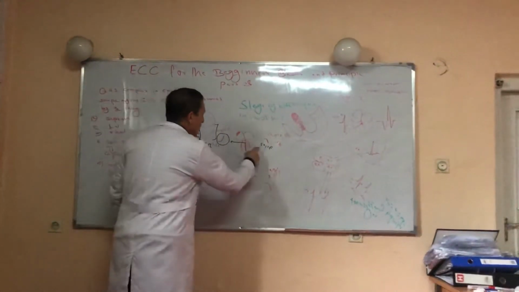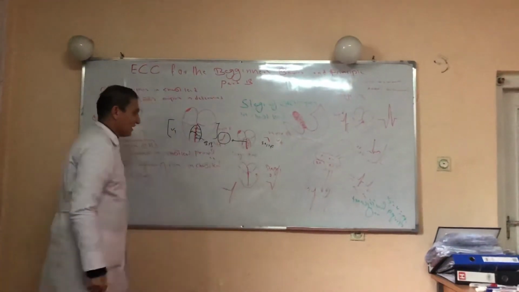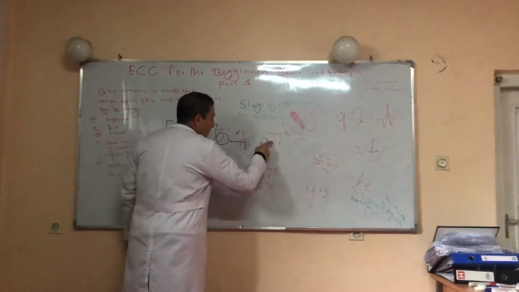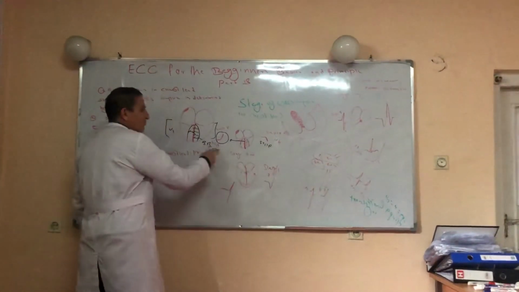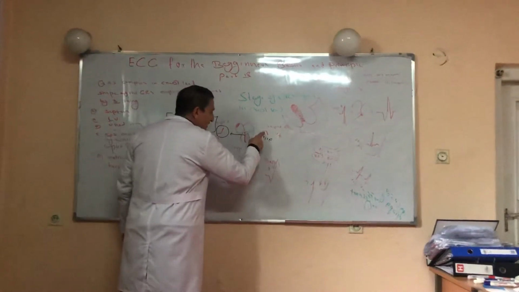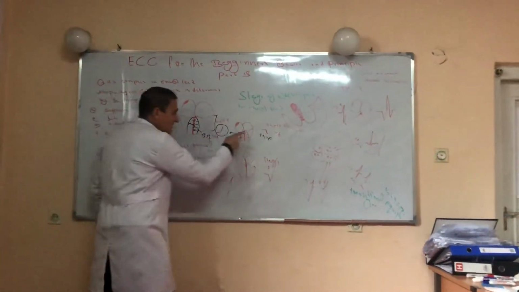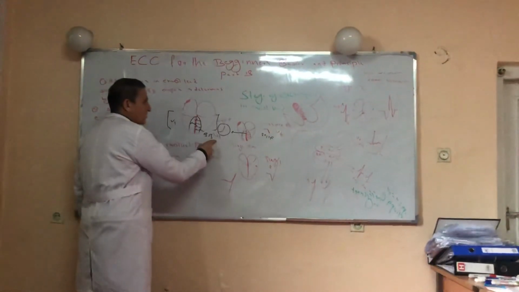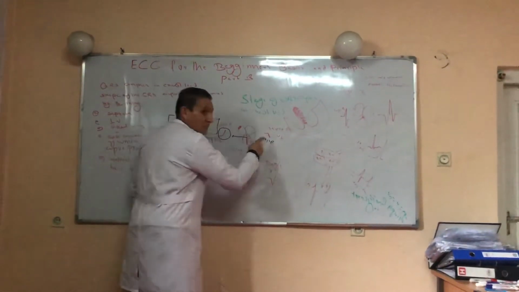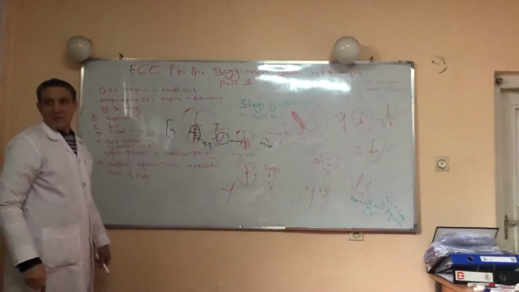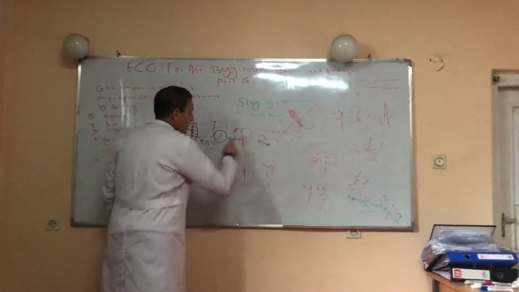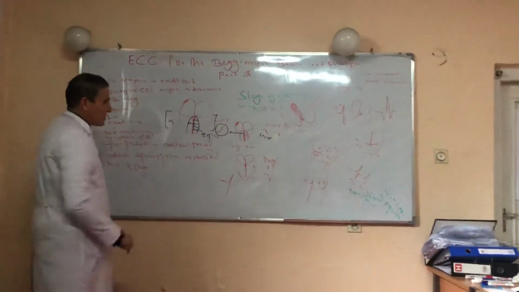In addition, at the same time, when this electrical impulse moves toward V1, it moves away from V6. Therefore in V6 it produces a small negative wave, which is called Q wave. This is also septal, but this septal is called R septal, and this septal is called Q septal. This is stage 1. Right now we come to stage 2.